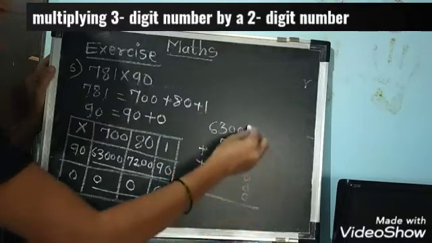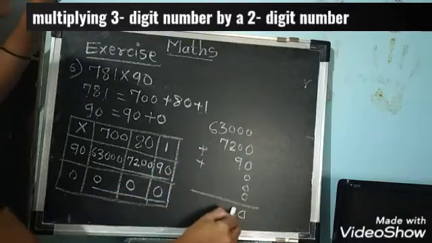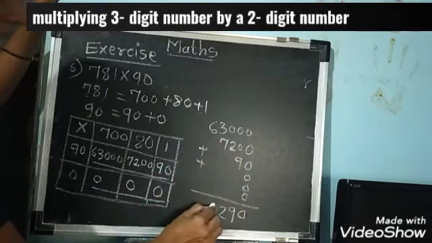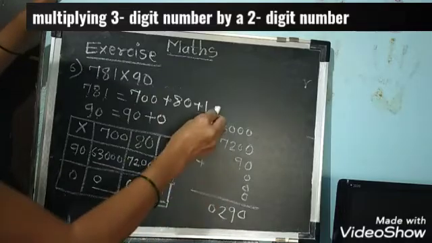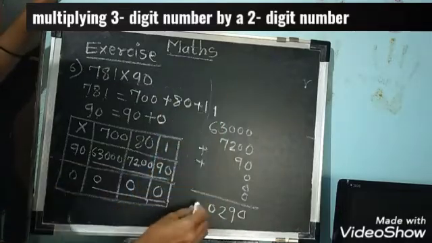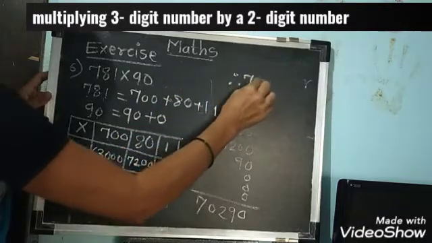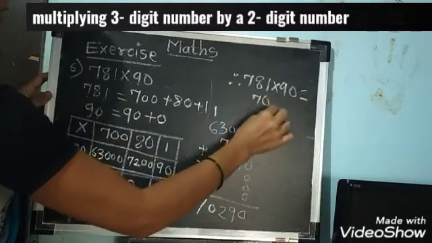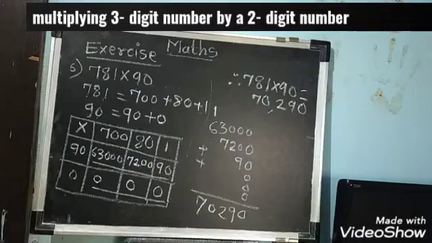Addition of all zeros is 0. 0 plus 9 is 9. 0 plus 2 is 2. 3 plus 7 is 10, 1 will be carrying over. 6 plus 1 is 7. Therefore, 781 multiplied by 90 is equal to 70,290. Okay. So students, you have to complete question number 1 in your notebook.